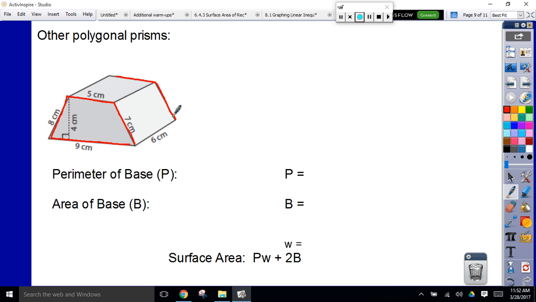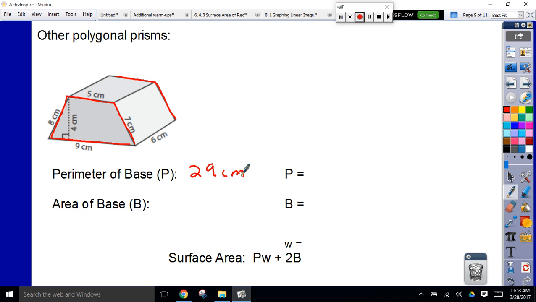Let's just double check that. 5 plus 7 is 12. Oh, you said perimeter. 12 plus 9 would be 21, and 21 plus 8 would be 29. You were adding in your head too, so you just got one off. Okay, so the perimeter of the base is 29 centimeters.